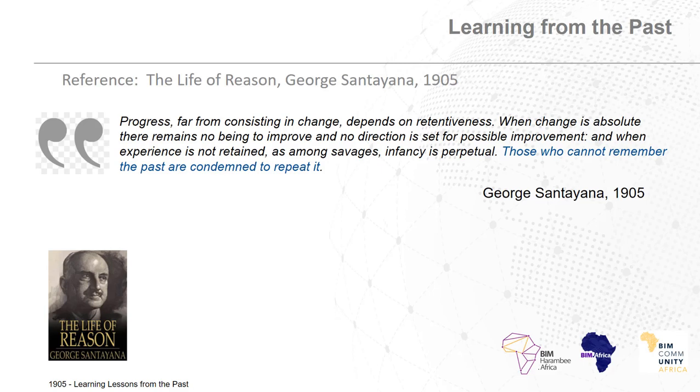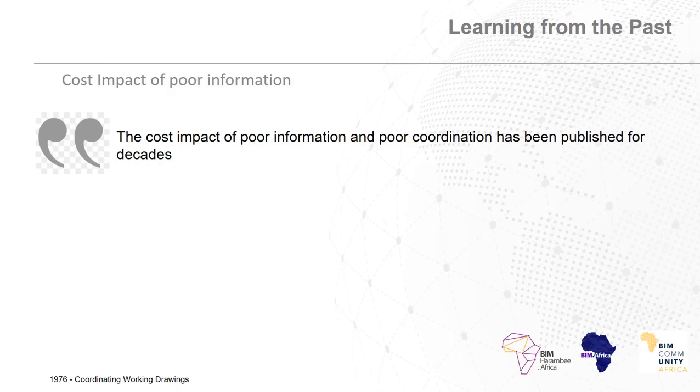No matter how far we develop, those who cannot remember the past are condemned to repeat it, just as the UK construction industry, for example, cannot remember its past. The cost impact of poor information and poor coordination has been published for decades.